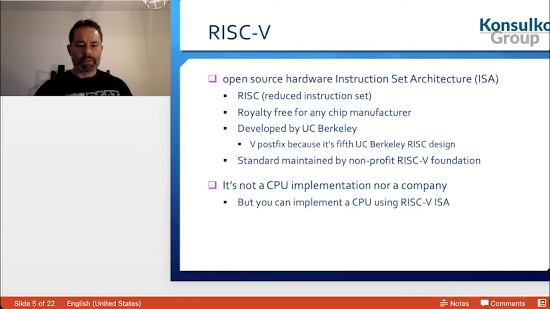It's been developed by UC Berkeley, and this is where the V comes from. It's the fifth UC Berkeley RISC design. And then again, it's probably pretty obvious where RISC comes from, because it's a RISC architecture, so it's a reduced instruction set. And therefore, all in all, it comes to RISC-V. And now it's a standard maintained by the non-profit RISC-V Foundation.